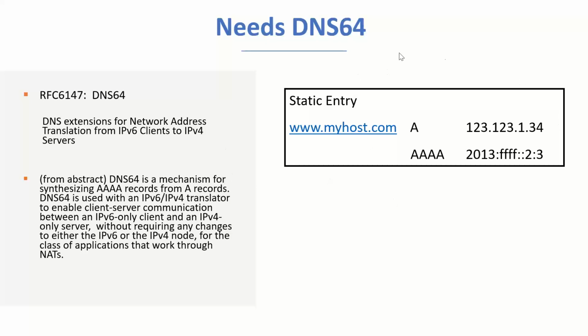So this is kind of what it looks like. And again, I'm just making this up. These are fake numbers. There's no such address as 2013 whatever. So I take this record and I make up this other record from it, because the idea is you have a v6 only client and a v4 only server, and neither one of them need to do anything in order to communicate, because you're doing it all at this front end box that's outside of there.